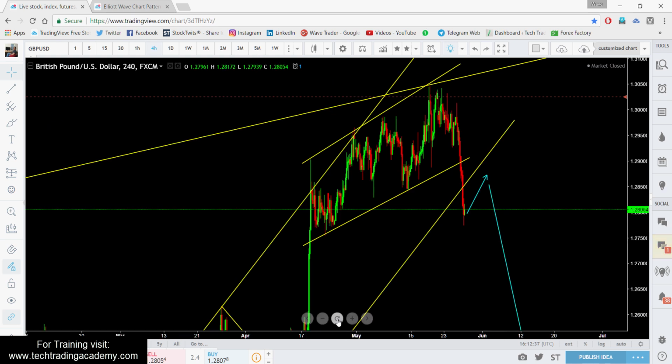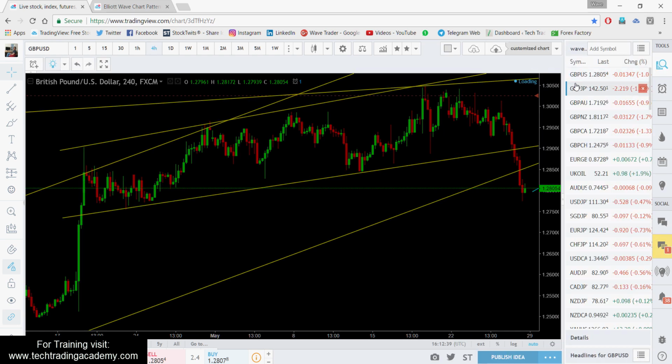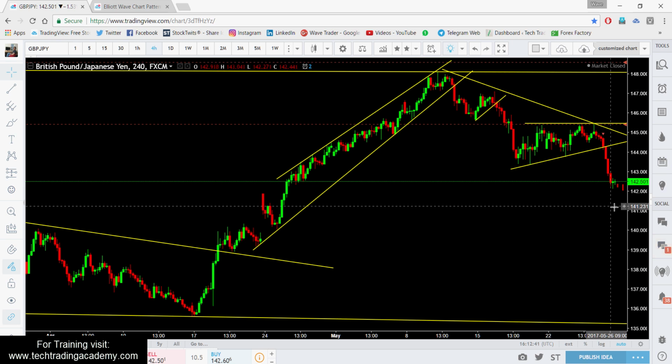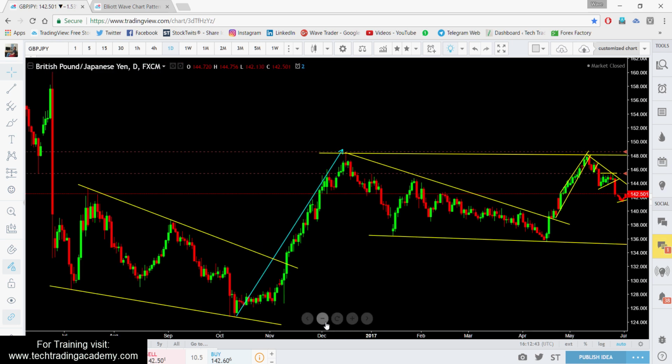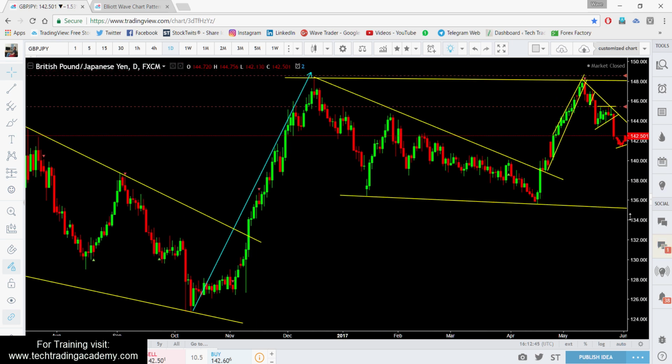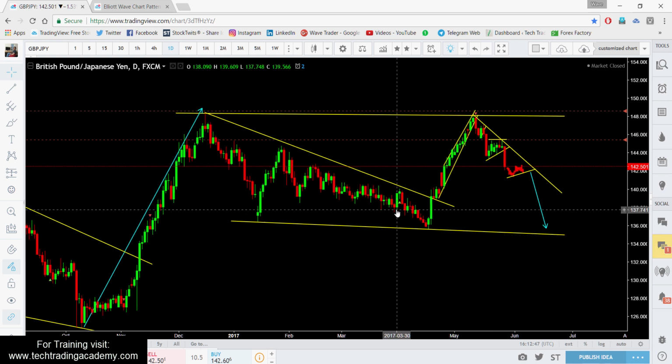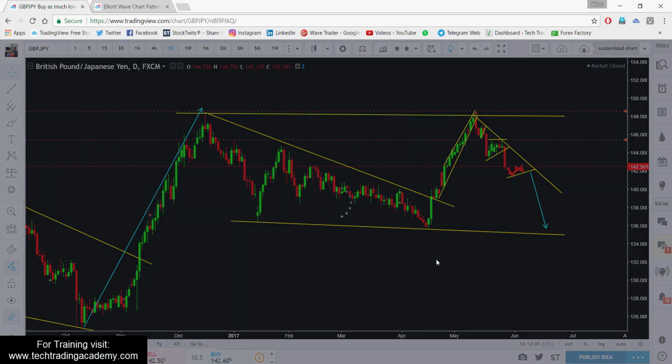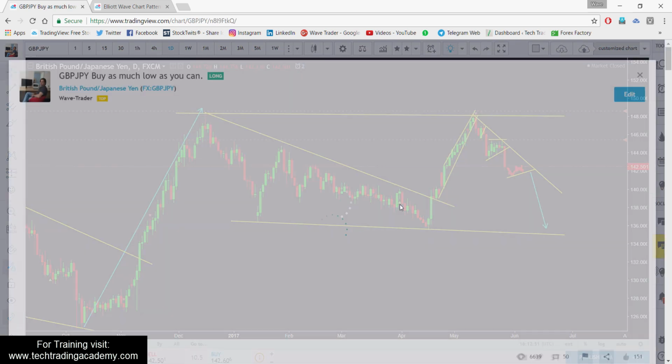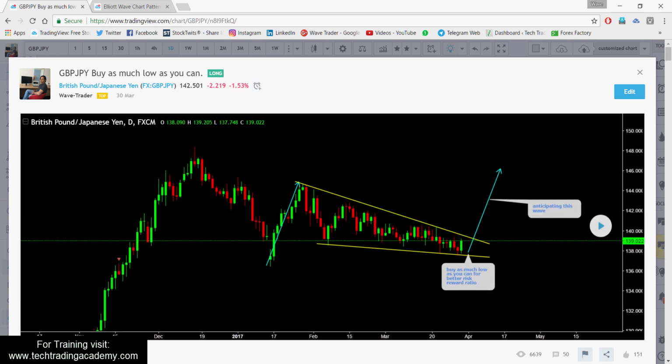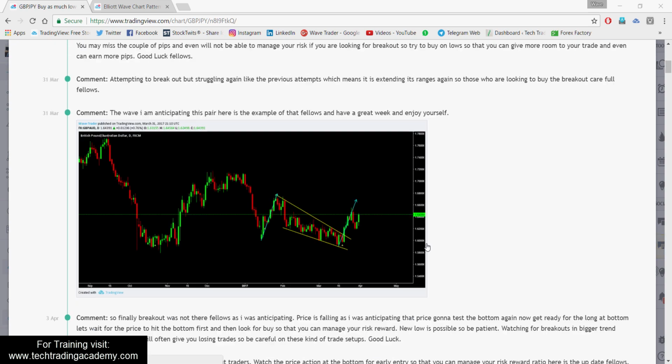So that is pound USD, and pound yen. Pound yen started to fall. It is doing a perfect job. Some of you managed to sell. We were looking to buy this pair from that bottom up to that top. Okay, so that wave is completed. Now we are looking for the downside.